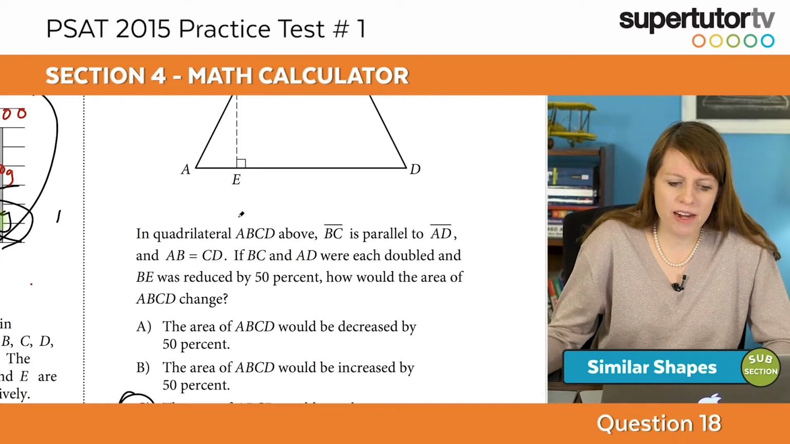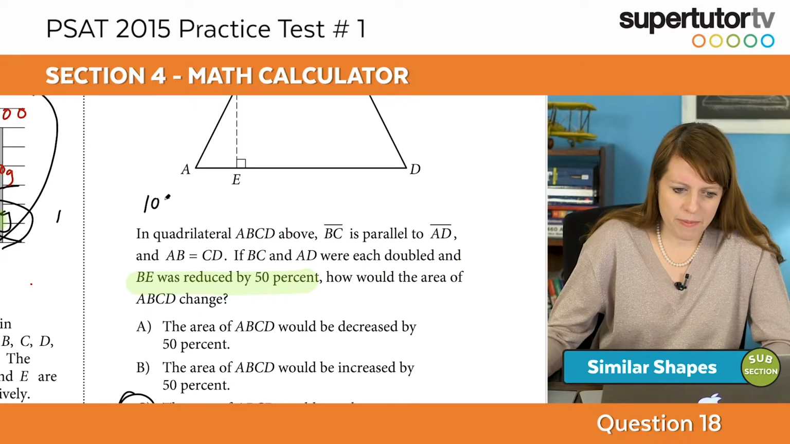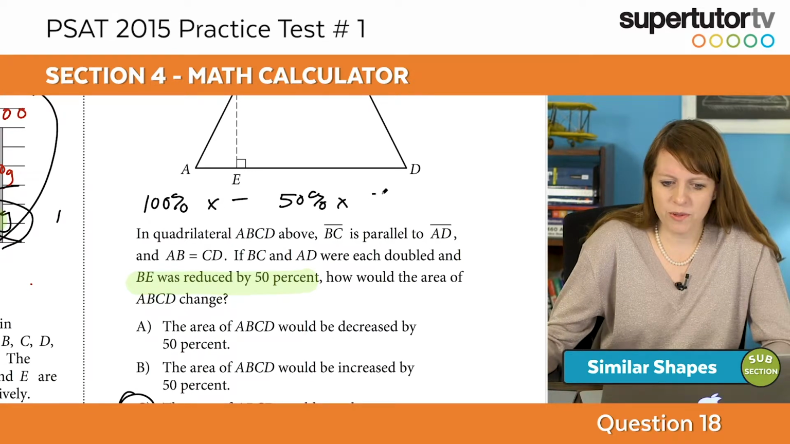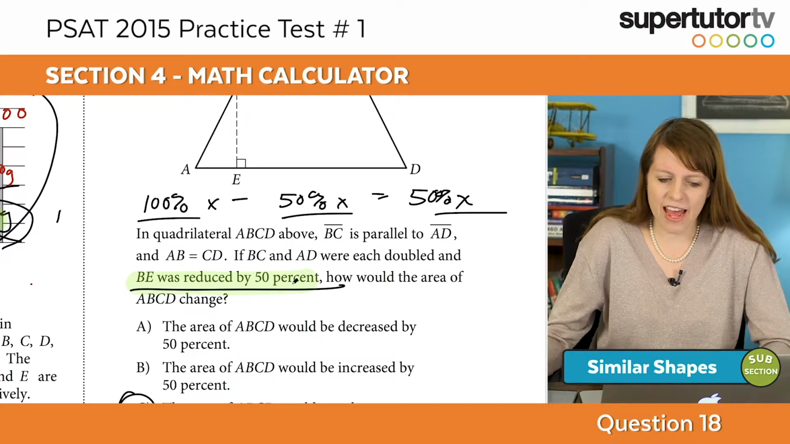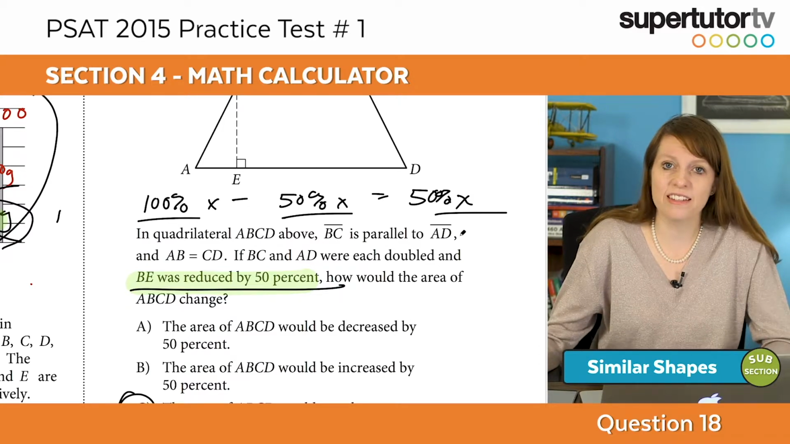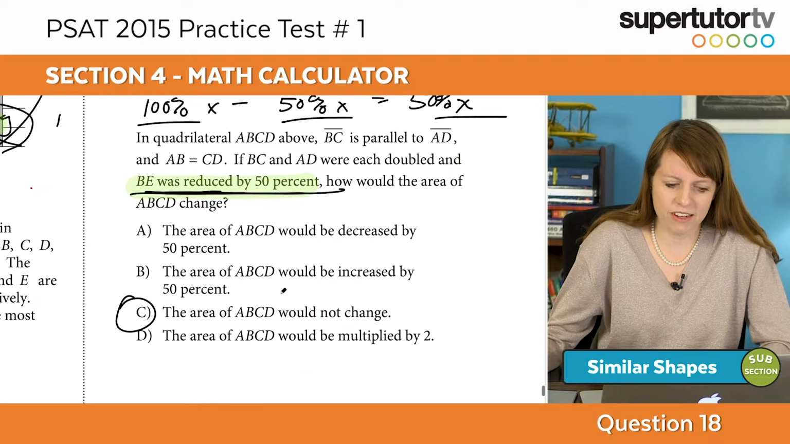The other thing is some of you might have asked, how did you know reduced by 50% meant 1/2? Well, if I have 100% of something and I reduce it by 50% of something, guess what that leaves me with? It leaves me with 50% of something. And remember, 50% is 1/2. So if you were looking at that and didn't understand that, you could always set up an equation like this if you're confused or you want to double check.